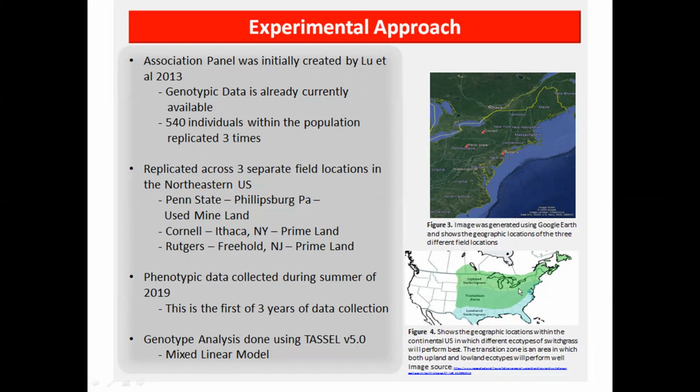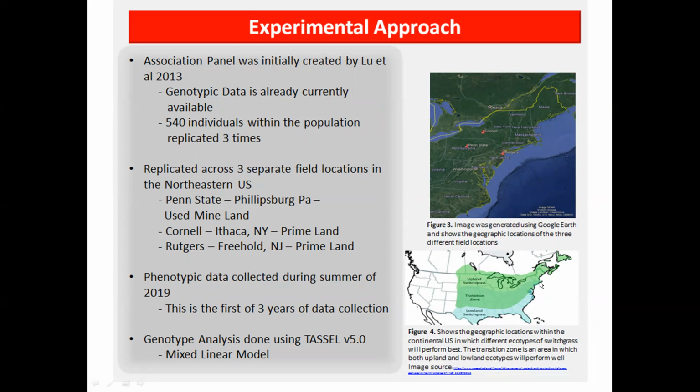So you have the upland in these top northern regions. You have the lowlands, which will perform better in this blue region down here, and then in the middle, you have this transition zone in which both the lowland and the upland ecotypes will perform relatively well. And that's actually where both the Rutgers and the Pennsylvania sites lie, and the Cornell site kind of lies right on the border of this.